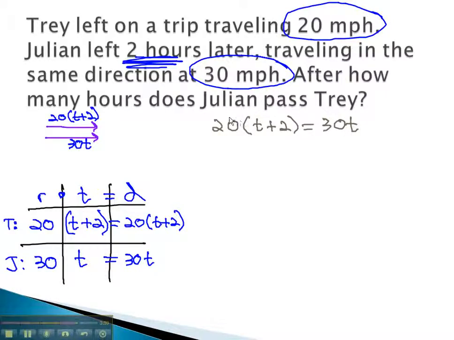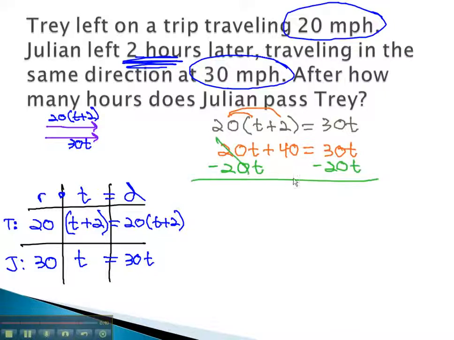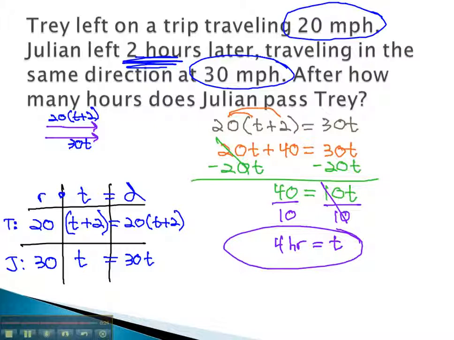We can now start solving this equation by distributing the 20 through. 20 times t plus 40 equals 30t. Start by getting the variable on the same side by subtracting 20t from both sides. This gives us 40 equals 10t. We finally solve for t by dividing both sides by 10. t is equal to 4 hours it will take Julian to catch up with Trey.